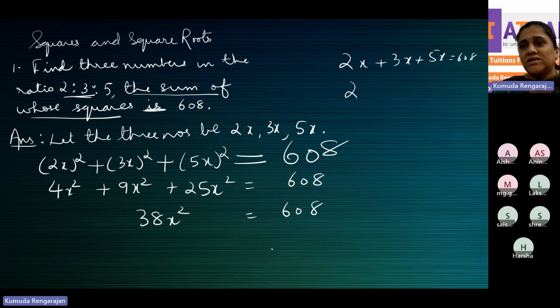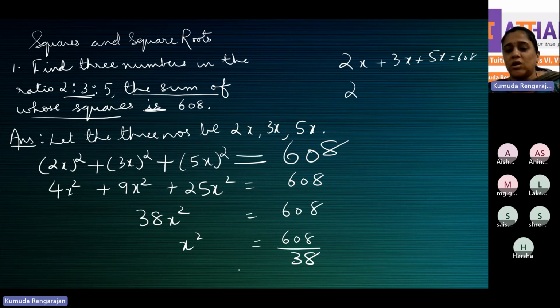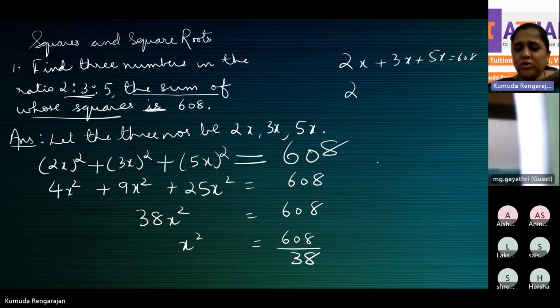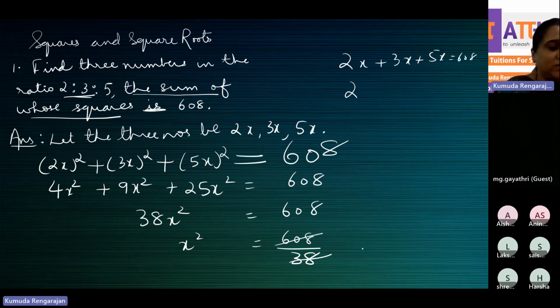Now this 38 will go to the other side for division. So x square is equal to 608 divided by 38. Divide and tell me what is 608 divided by 38. Do the long division, or you can even simplify and cancel.